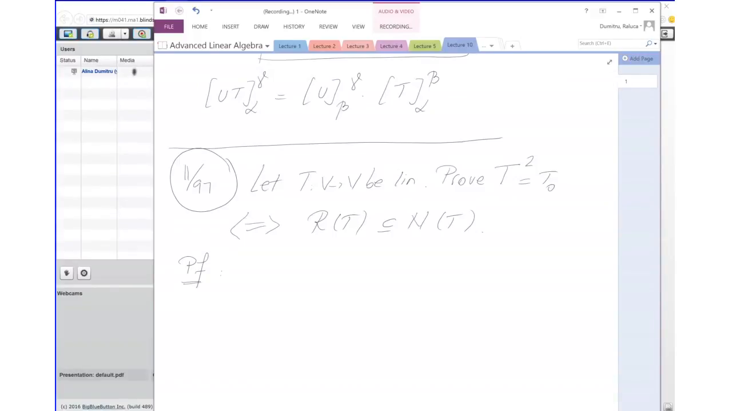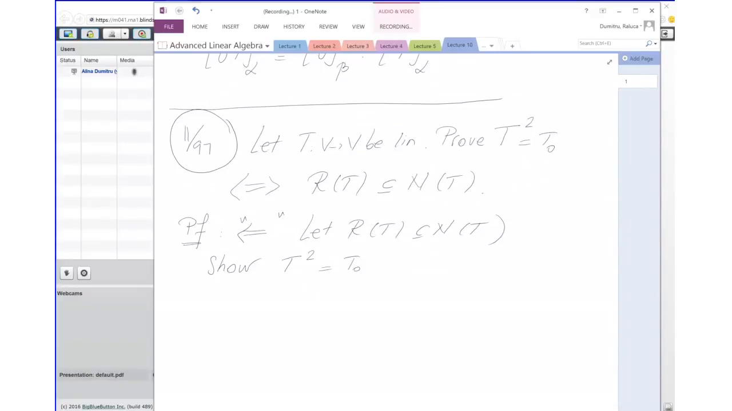Let's look into this. I think I want to go in this direction first, backwards. So I'm going to assume that the range of T is a subset of the null space of T. And I want to show that T composed with T is T0. Okay, so which basically means that T squared of x is T0 of x for every x.